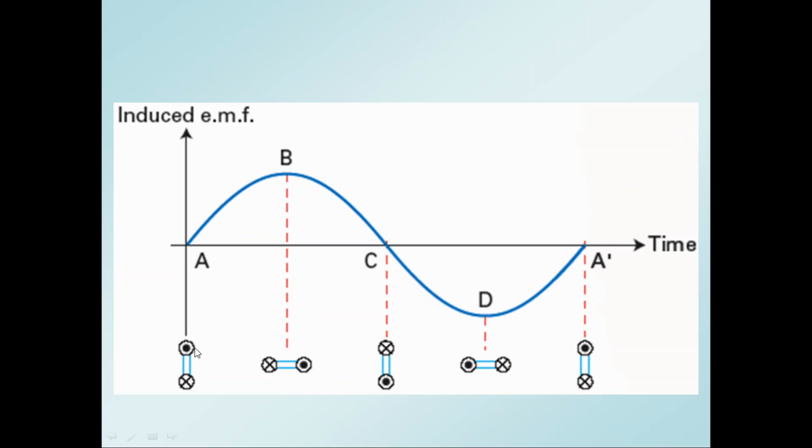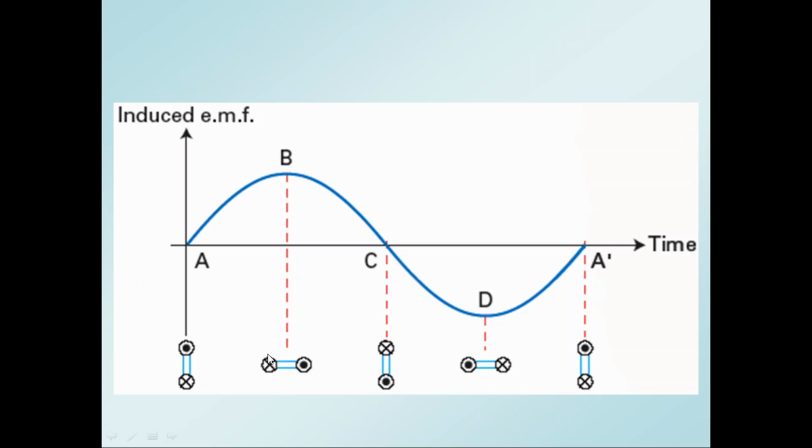So as we see here, when the coil is vertical, its motion will be parallel to the magnetic field. So when it is parallel, the angle between the motion and the magnetic field is 0. And so the sine of 0 is 0. But when the coil is horizontal, its motion will be vertical. And then the sine of 90 degrees, because the motion is now perpendicular to the magnetic field, will be 1.